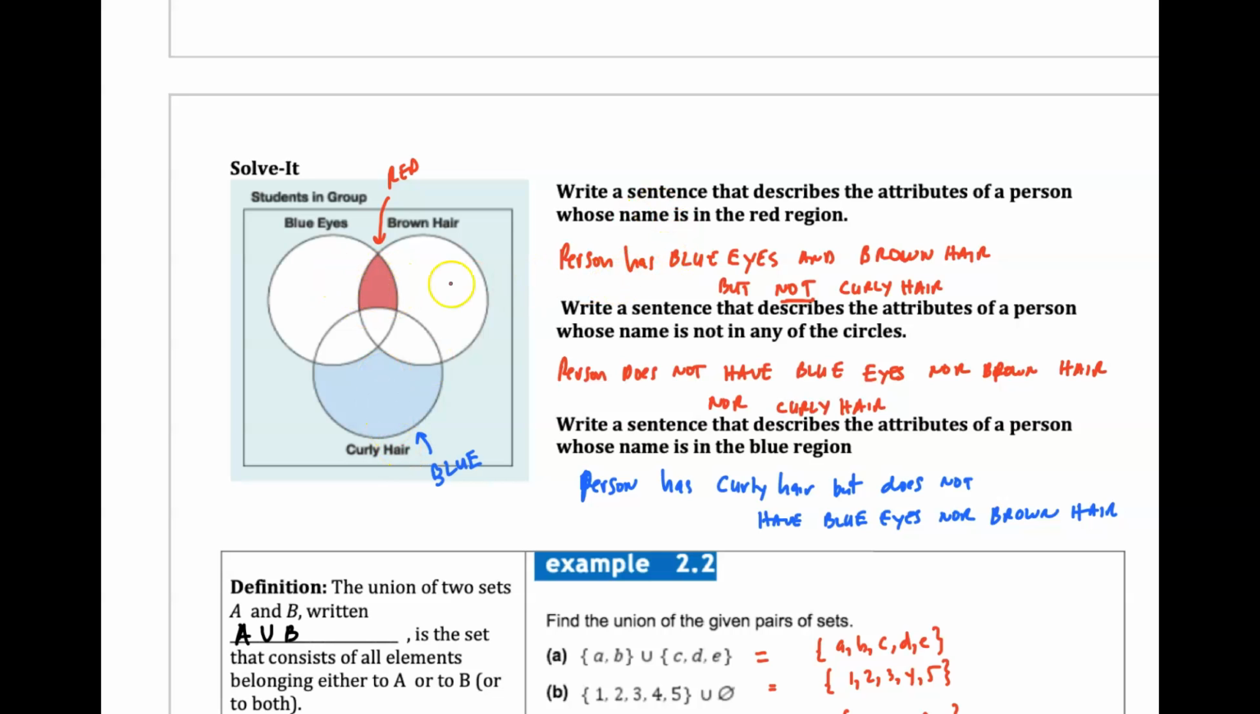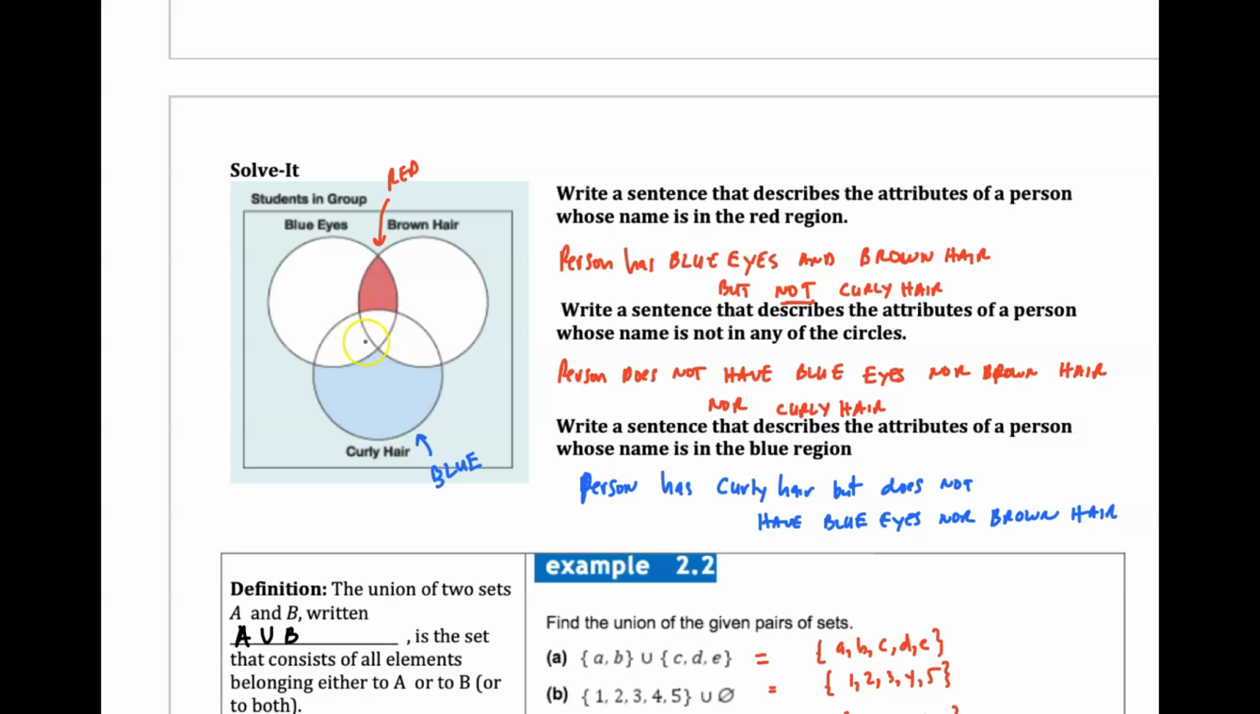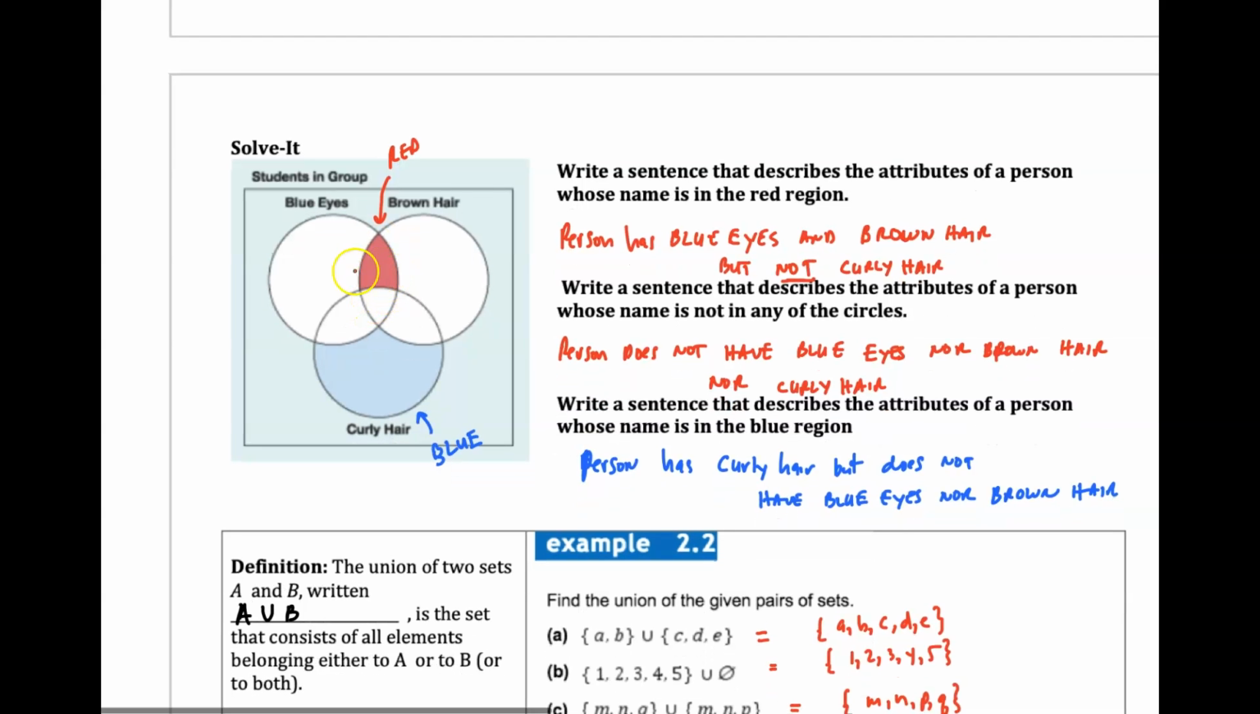What does this signify? This person has blue eyes, they're part of the blue group, and brown hair, but does not have curly hair. That's why they're isolated away. They're only in these 2 circles. They're in what we call the intersection, right, where it intersects with each other.